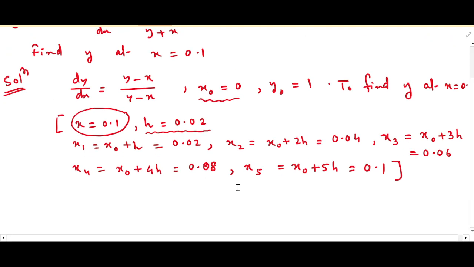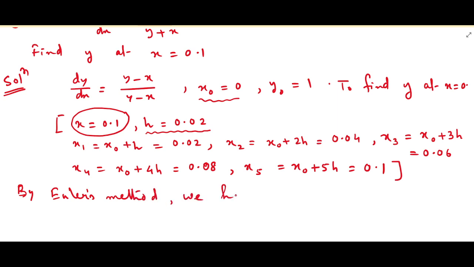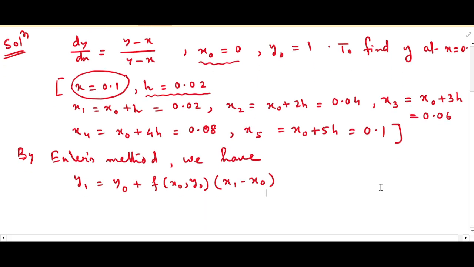So I think it's clear to all of you. Now by Euler's method we have y1. Our y1 is y naught plus f of x naught comma y naught into x1 minus x naught, right? So this is the formula we got.